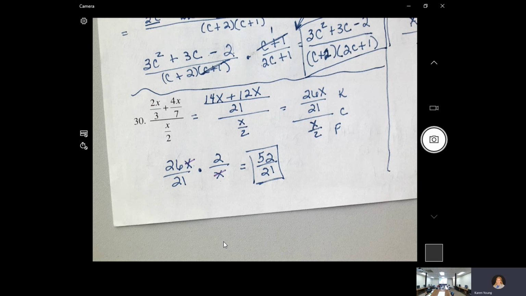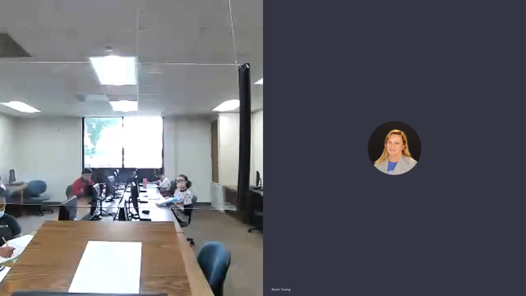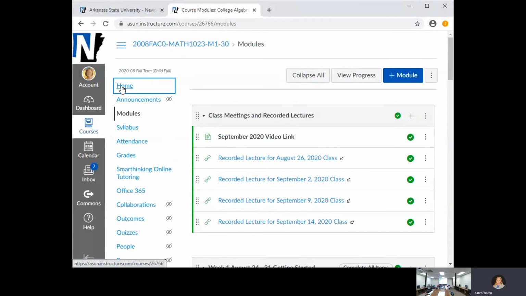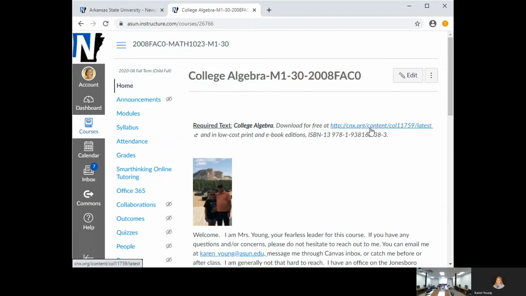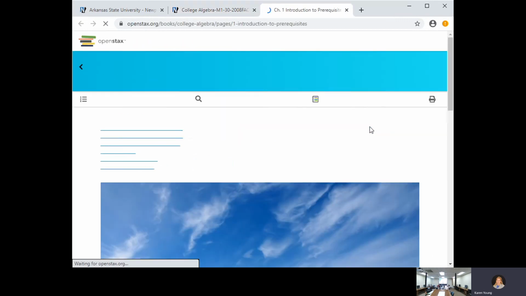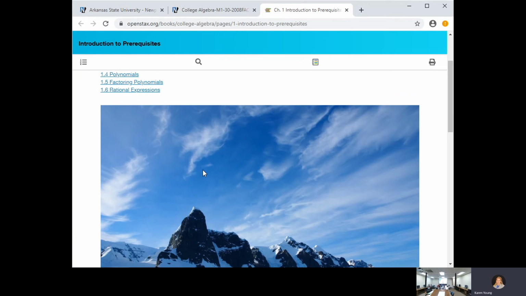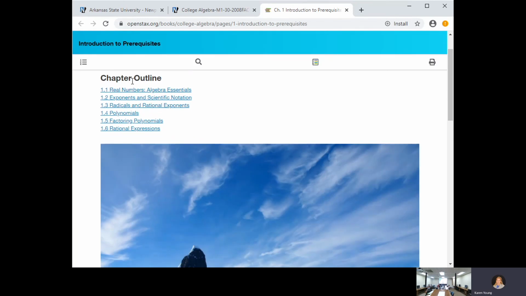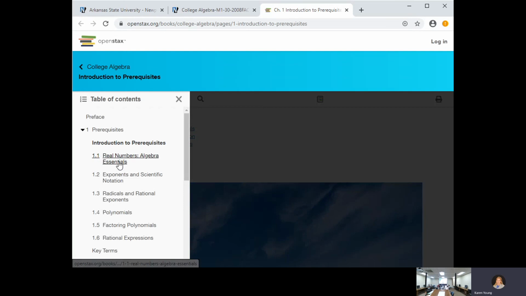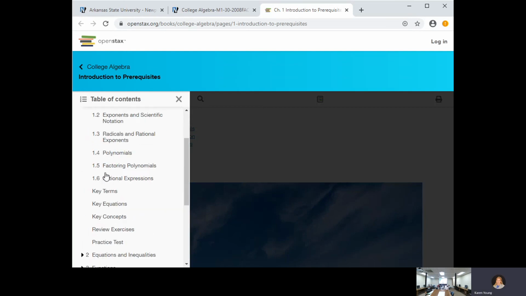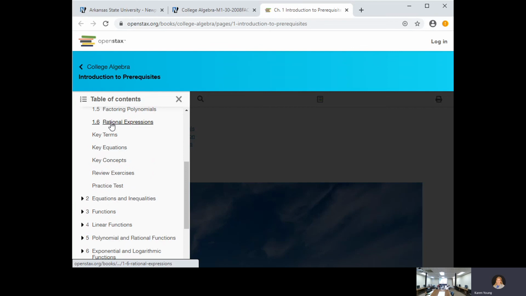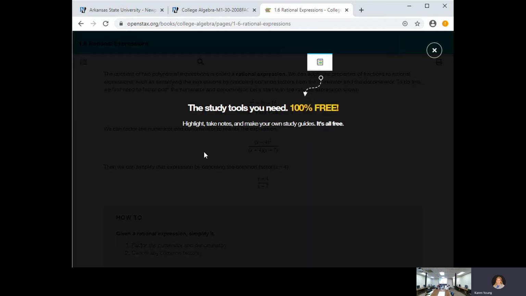So in the textbook, I'm going to go over here and see if I can switch my screen. If you click on this blue, this is the home page of your Canvas course. You click on that, it takes you to the textbook. This takes you to the chapter 1 outline. If you needed a different chapter, you could go here, 2, 3, 4, whatever. But since we're in 1.6, click on 1.6.